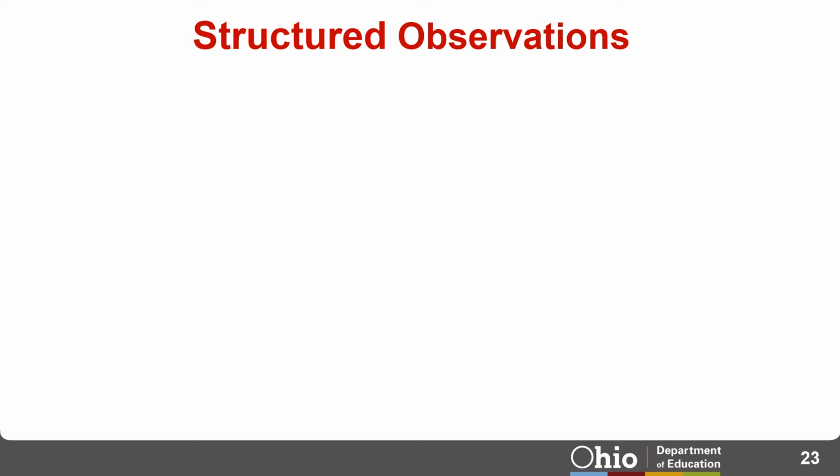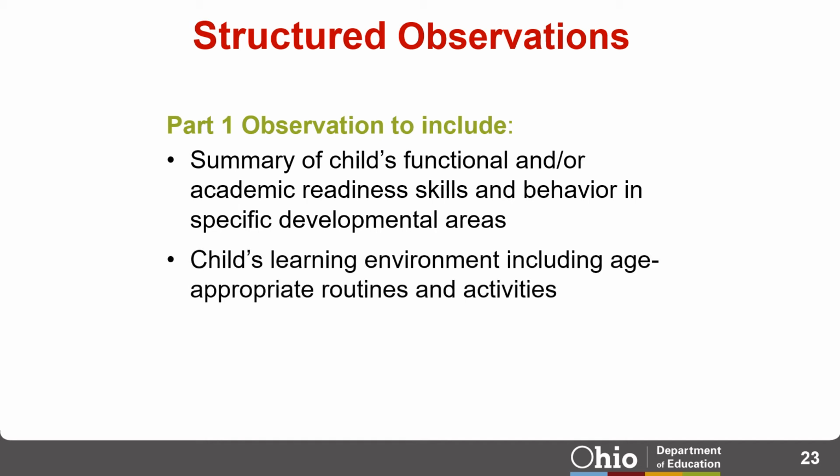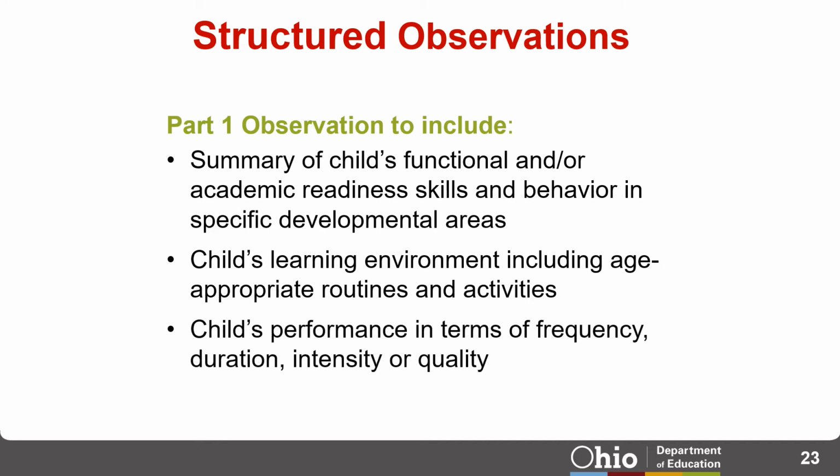If the planning form indicates that structured observations will be conducted, then individual evaluators must conduct those structured observations within their Part 1 report. The Part 1 Structured Observation Report should include a summary of the child's functional and/or academic readiness skills and behavior in the specific developmental areas as observed in the child's learning environment, including age-appropriate routines and activities. In addition, the current data included in Part 1 should quantify the child's performance in terms of frequency, duration, intensity, or quality.